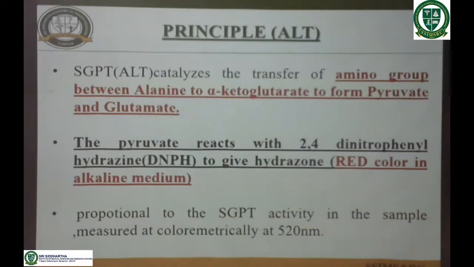The red color is directly proportional to the concentration of SGOT activity present in the serum sample, and the activity is measured by colorimetry at 520 nanometer. For ALT, the principle is that ALT catalyzes the transfer of an amino group from alanine to alpha-ketoglutarate, forming pyruvate and glutamate. This pyruvate reacts with DNPH, 2,4-dinitrophenylhydrazine, forming the hydrazone. The red color is directly proportional to the concentration of SGPT activity in the given serum sample, measured by colorimetry at 520 nanometer.